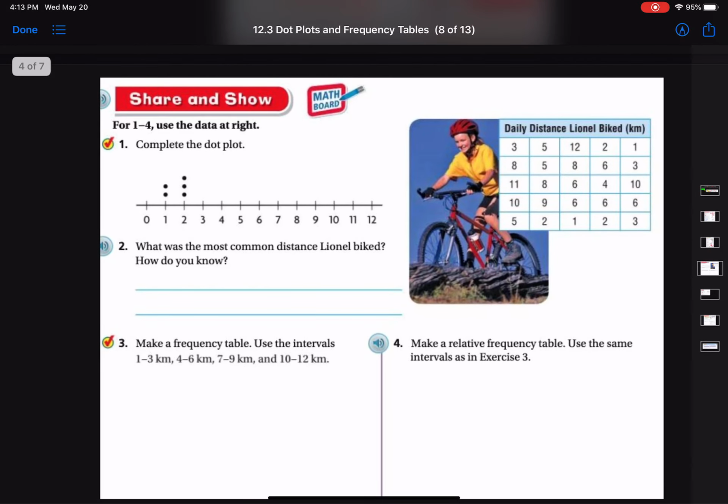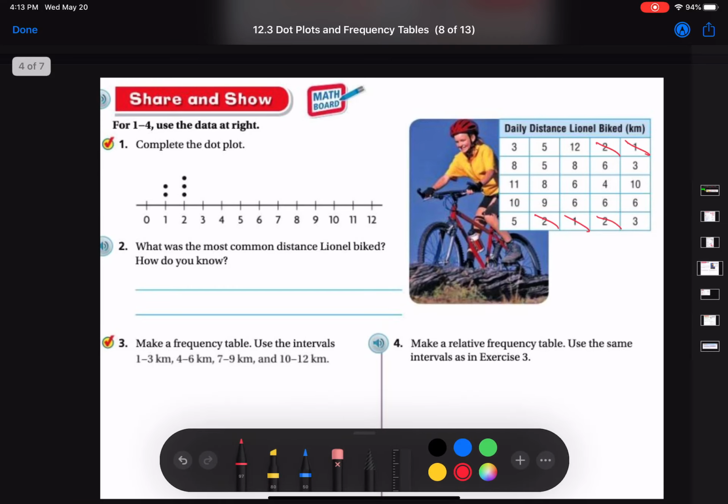Okay, so we're going to again do the same thing. We're going to finish the dot plot that they started for us. They already did 1 and 2. So anywhere that you see a 1 and a 2, we can cross that off. Okay, so those are all gone. Okay, I'm going to change colors. Now let's do 3s. How many times do we have a 3? So we got 1, 2, 3 it looks like. So you're going to put 3 dots here.